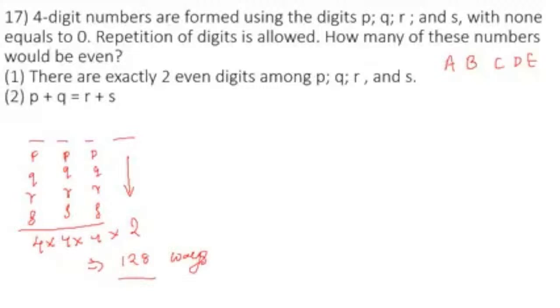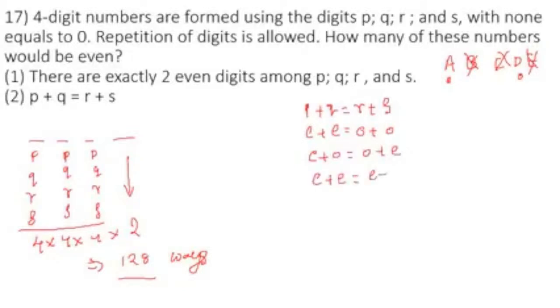So I am able to get the answer from statement 1, which means the answer should be A or D. I can straight away cancel B, C, E. Now statement 2: whether we are able to get the answer or not. P plus Q is equal to R plus S. What does that mean? The possibilities could be even and odd, or even, odd, even, or many other possibilities, such as even equal to even plus even. So here we are getting multiple answers.